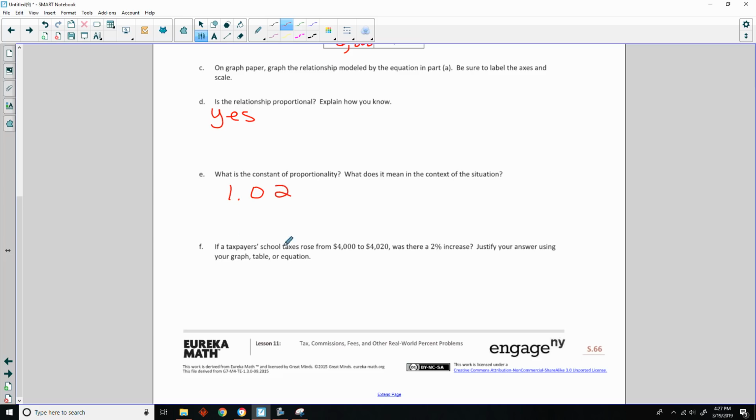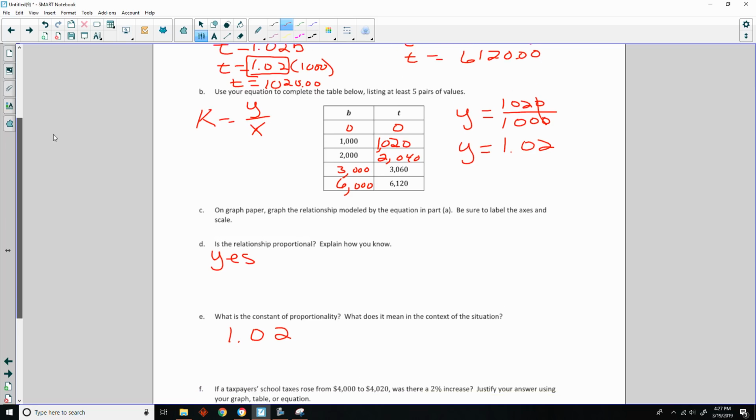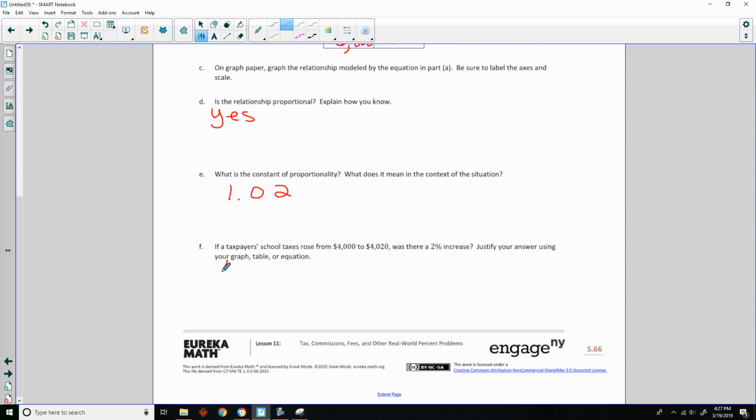F. If a taxpayer's school tax rose from 4,000 to 4,020, was there a 2% increase? Justify your answer using your graph, table, or equation. Well, I've erased the table and graph, so I will use the equation. So our equation was t equals 1.02b. So I'll write t equals 1.02b. So our tax before is 4,000 and our tax after is 4,020.